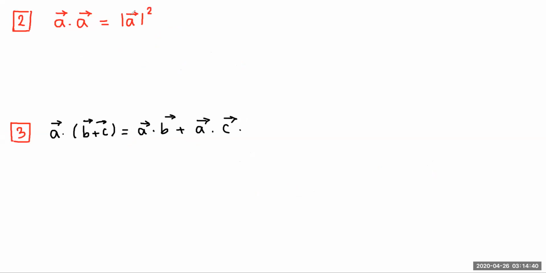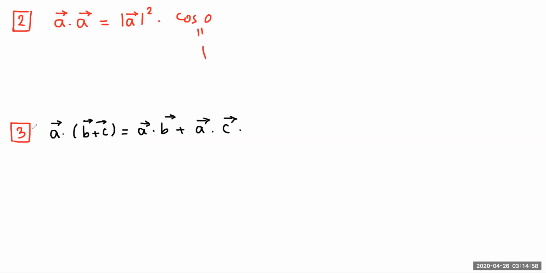Remark number 2. The dot product of A with A will be length A power 2, because here I have cosine 0: theta between A and A is 0, and cosine 0 is 1.